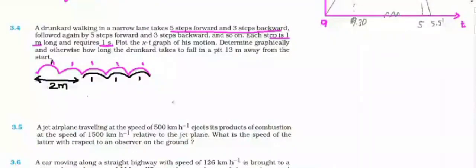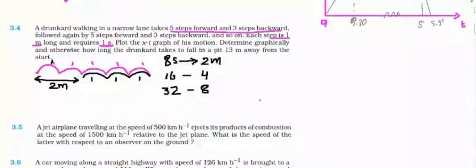So we can assume like this. In 8 seconds, the person travels only 2 meters. Now by trial and error we can calculate. So what happens? In 16 seconds, 4 meter. Then in 32 seconds, 8 meter.